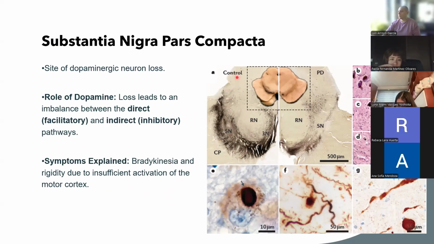For example, this is a control of the substantia nigra. Here we have all of these neurons. This is a tyrosine hydroxylase staining, so all of these neurons are the dopaminergic neurons. In Parkinson's disease, you can see how few these neurons are compared to a control group. And then here we can see these aggregates. What do you think about these aggregates?